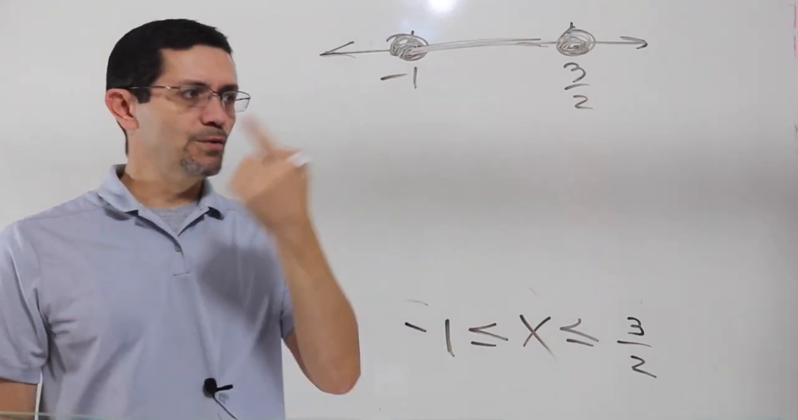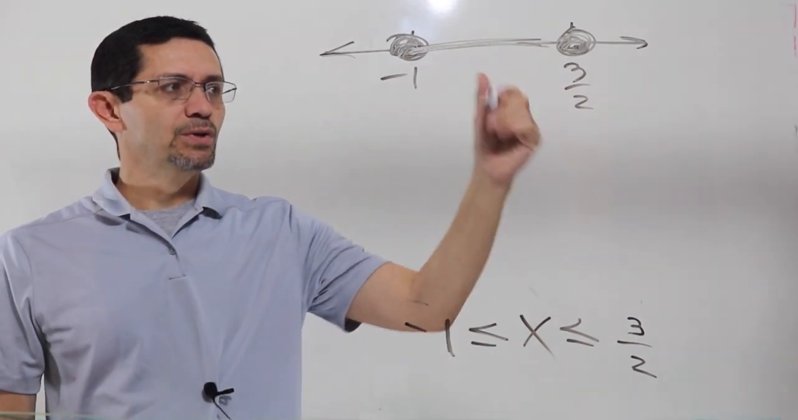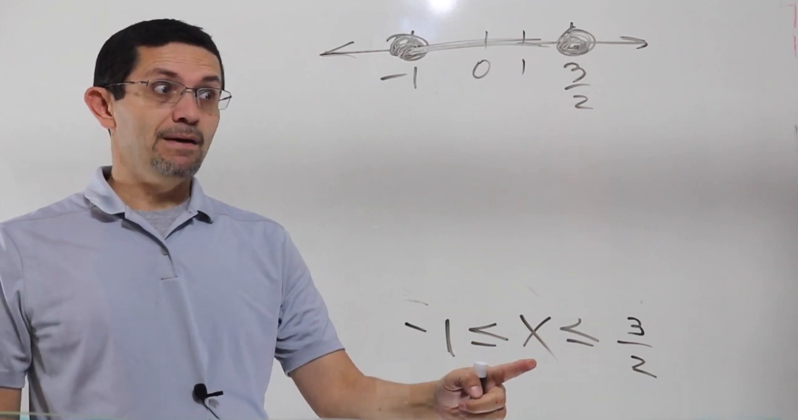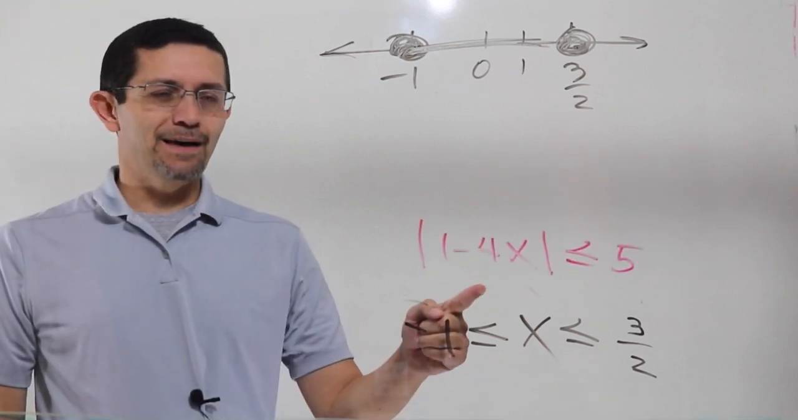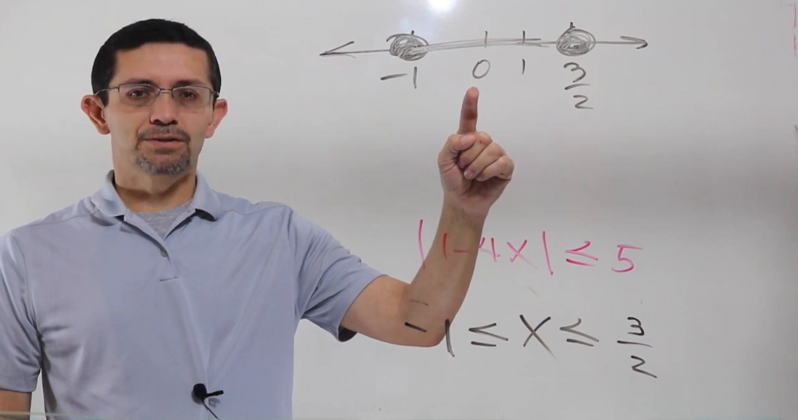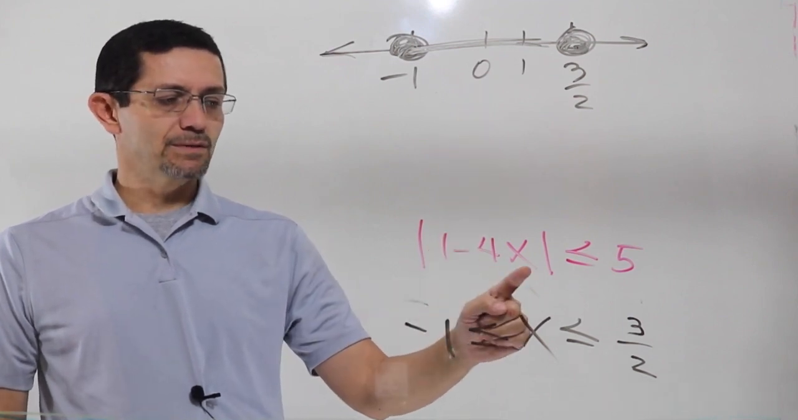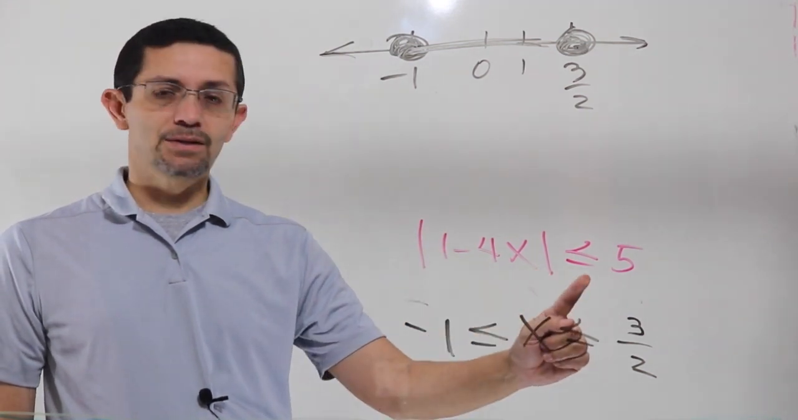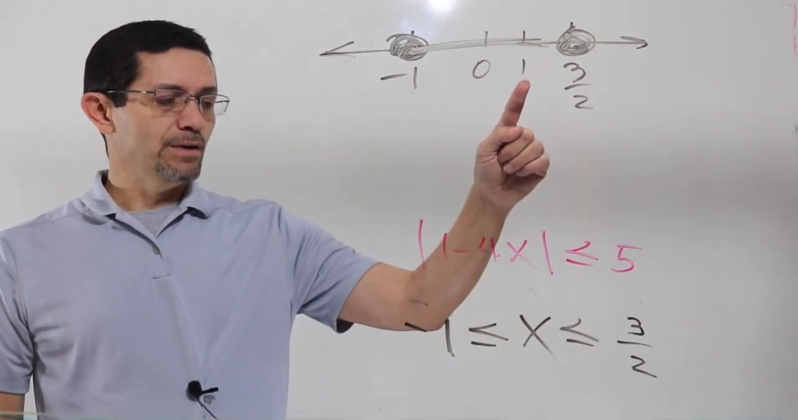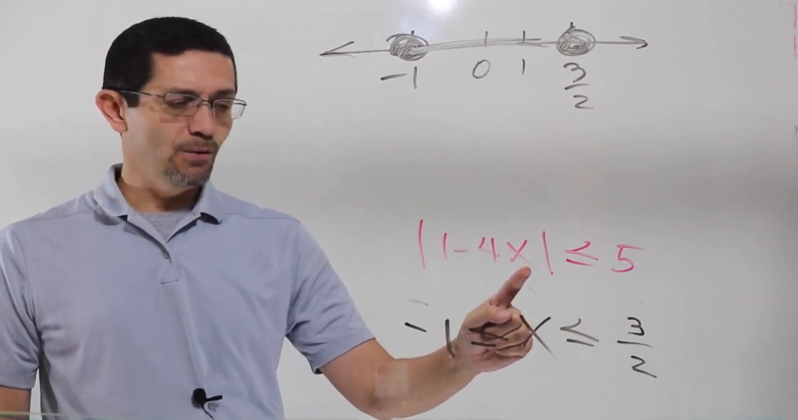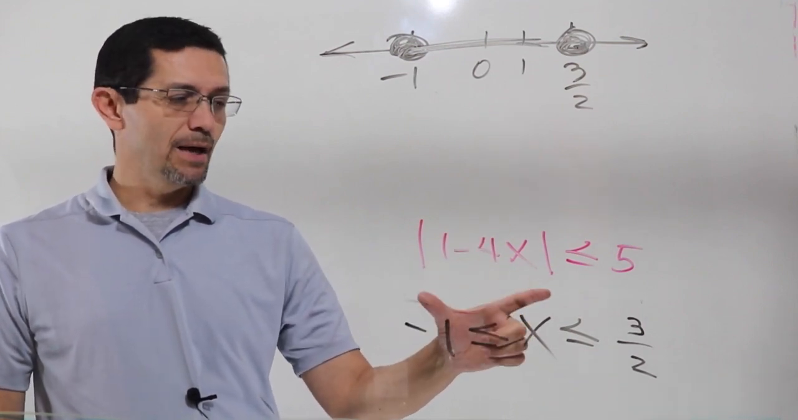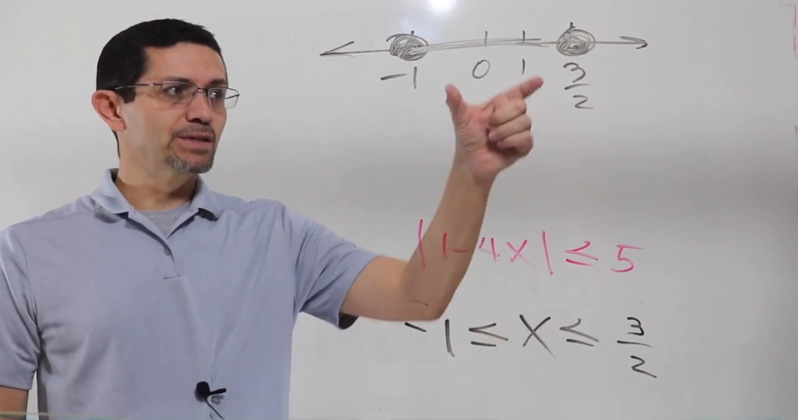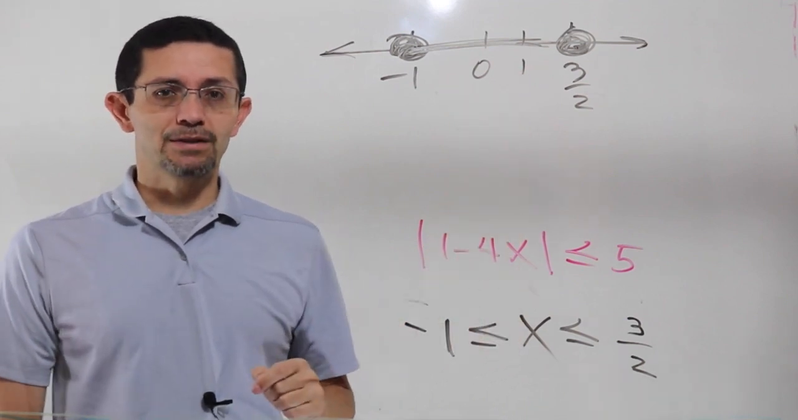Let's double check real quick with one value. In between negative 1 and 3 over 2, I can say that this is a 0 or 1. Okay, my original inequality. We got it back. All right, so let's plug this in. 0. 4 times 0 is 0, so 1 minus 0 is 1. Absolute value of 1 is 1. Is less than or equal to 5? Yes. 1. Negative 4 times 1 is negative 4. 1 minus 4 is negative 3. Absolute value of negative 3 is positive 3, which is less than or equal to 5. So as you notice, I checked a couple of values and they satisfy the inequality.